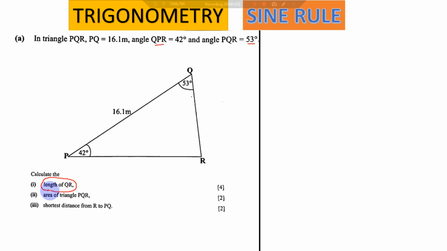Now since we are asked to find a length, that is QR, this length right here. For us to be able to find this length, we should understand that this is a side of this triangle. So now let us put out a few things that we need to know when we are using one of these rules.